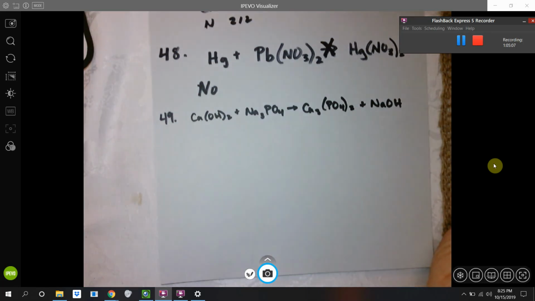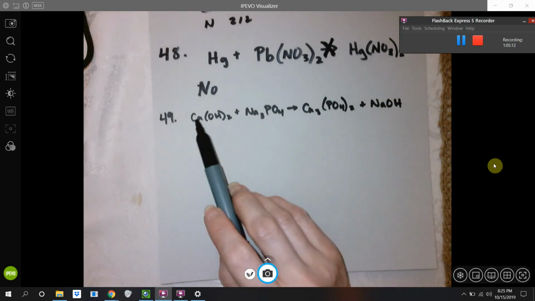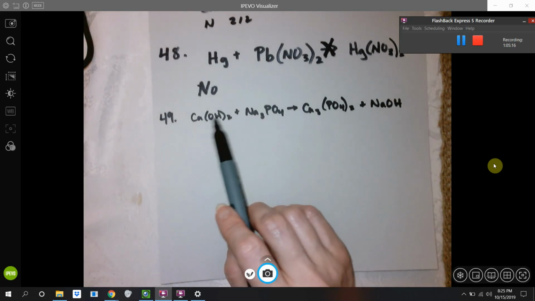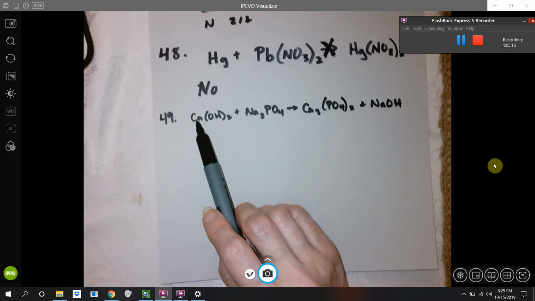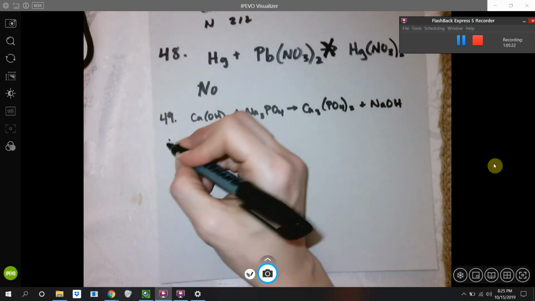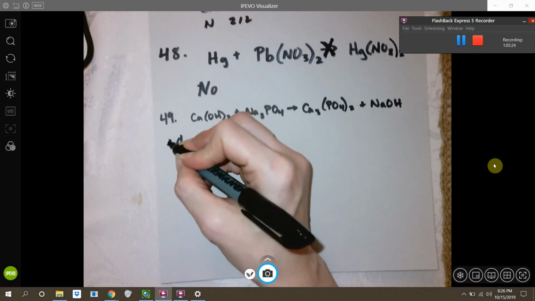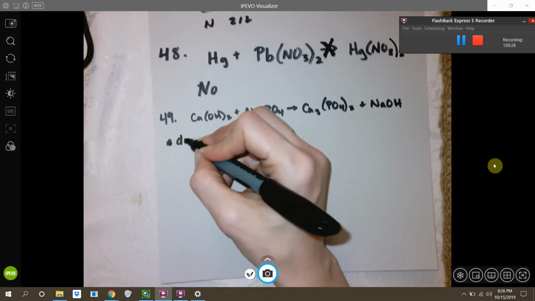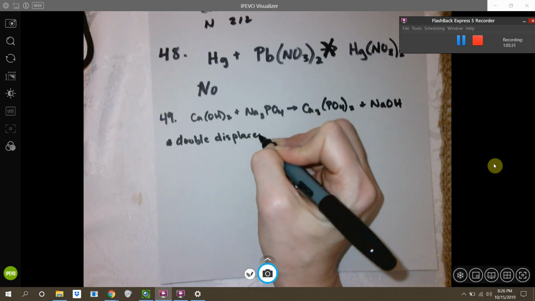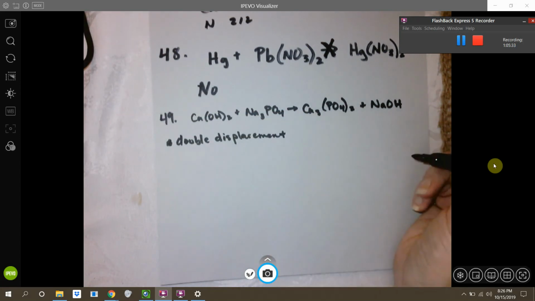These are all ionic compounds, and we can see that they switched partners. Calcium had hydroxide as its partner, but it gets a new negative partner, PO4. This is a double displacement. And we want to balance it.